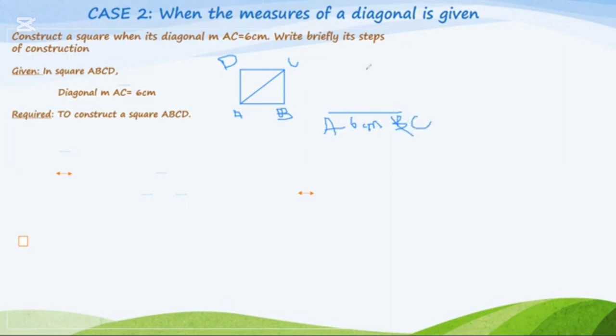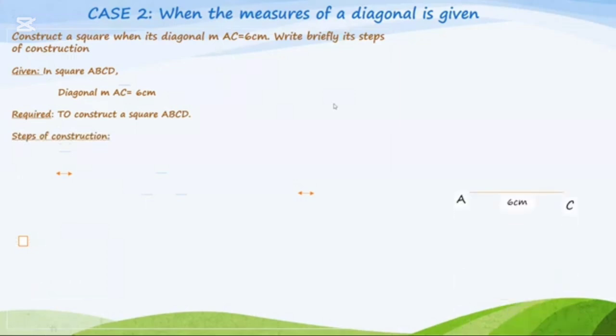Of 6 centimeter. So what will be step number 1? We have to draw the line segment, that is diagonal AC equal to 6 centimeter. We have to draw the diagonal AC equal to 6 centimeter properly. Let's start making the square. So step number 1 is draw the line segment AC equal to 6 centimeter, right? And write down the step that draw AC equal to 6 centimeter.